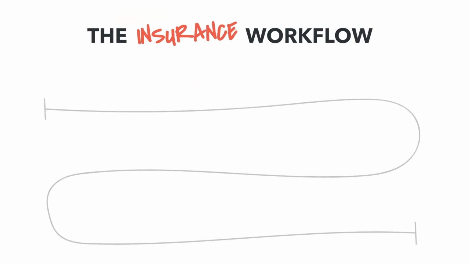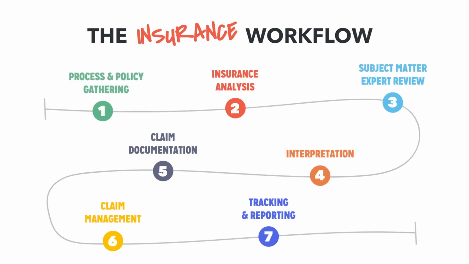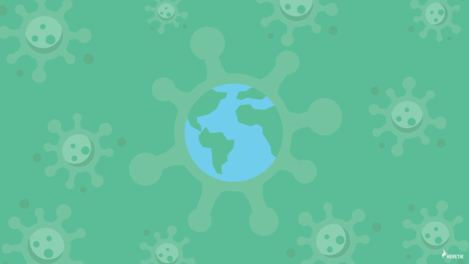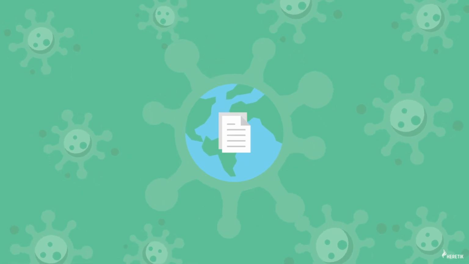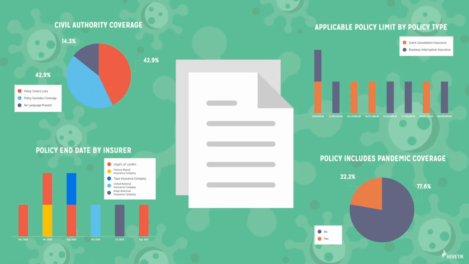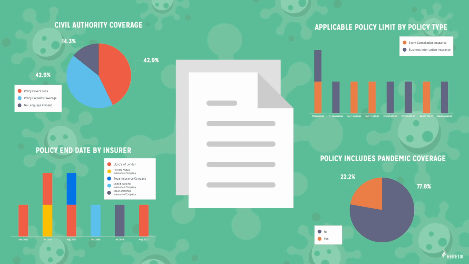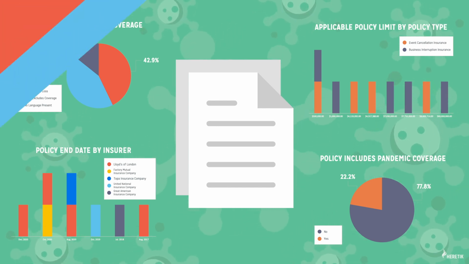In this video, we're going to walk through what a flexible business interruption insurance workflow with Heretik looks like, while highlighting some key features and functionality. We'll use the recent COVID-19 pandemic as the example to showcase how you can start acting on hidden coverages, coverage triggers, and/or pre-negotiated relief in your business insurance policies.